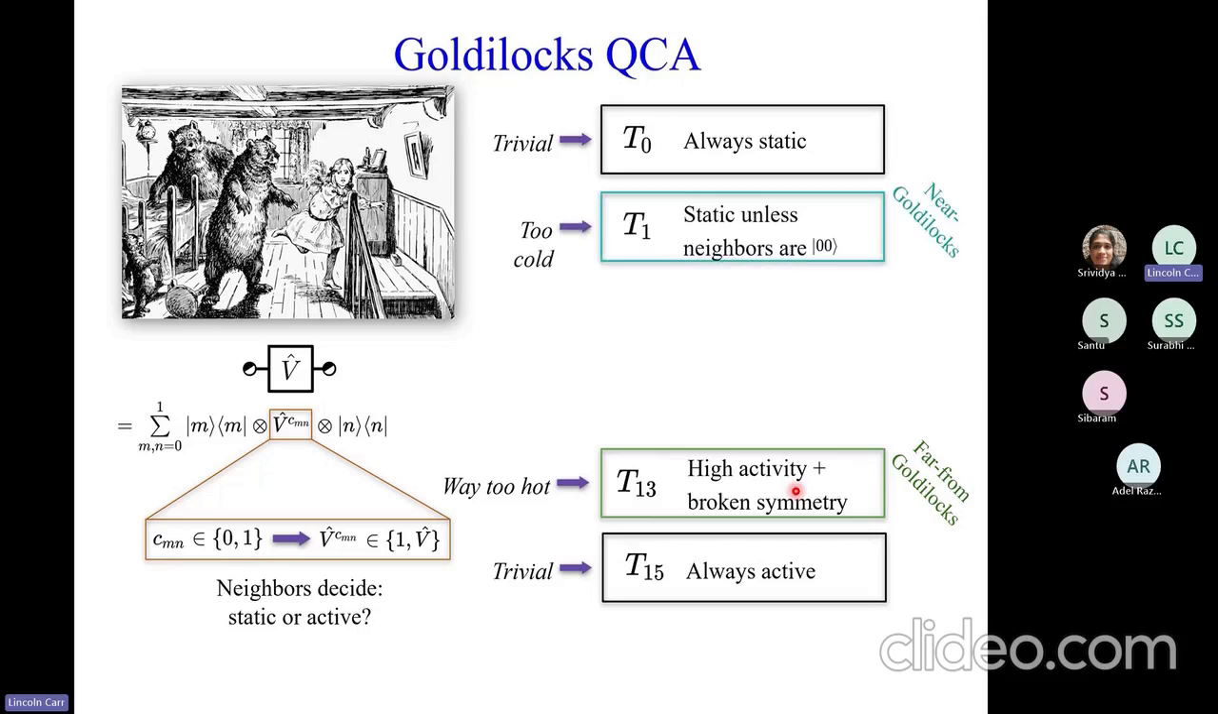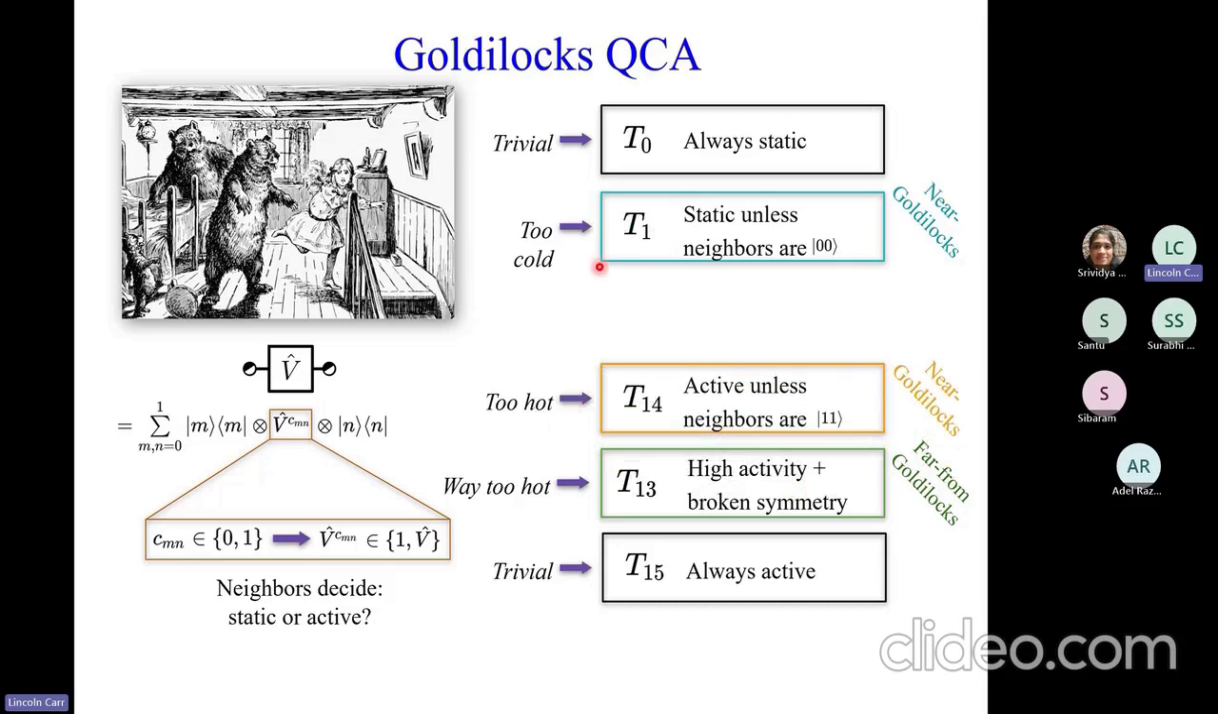T1 is what's known as the PXP model, which is not very in discrete time. It's what you get when you put Rydberg atoms together, like in experiments in Michigan, Lukin at Harvard, and Monika Schleier-Smith at Stanford. It's actually sort of the default thing you get. It says I'll do an X flip, but only if I have 0, 0 left and right. It's called reverse blockade. I think this rule is sort of too cold, but that is near Goldilocks. T14 is just the opposite of this rule and has a similar property.